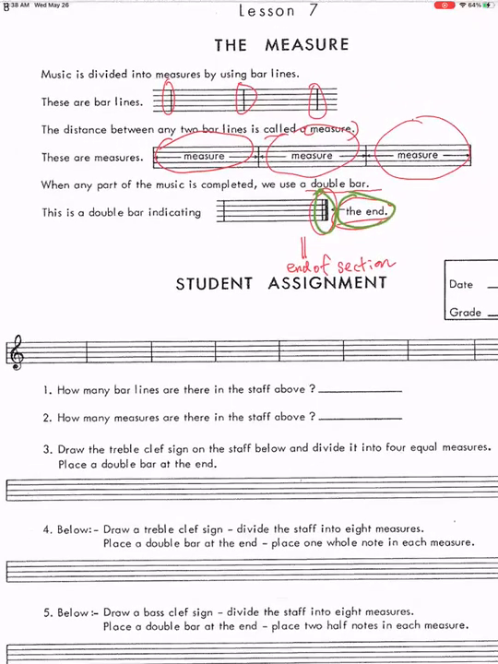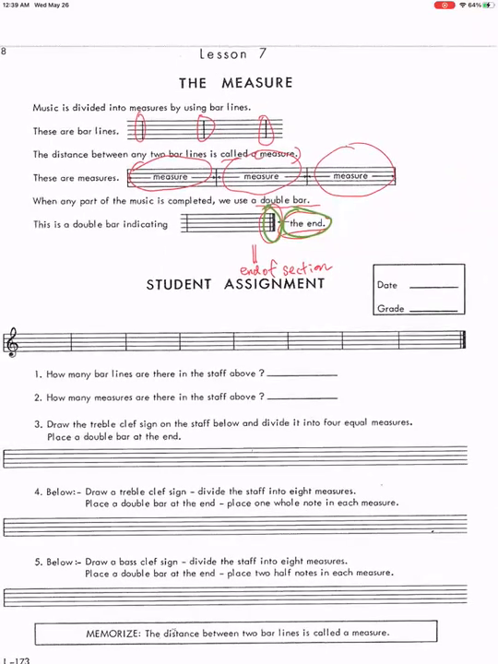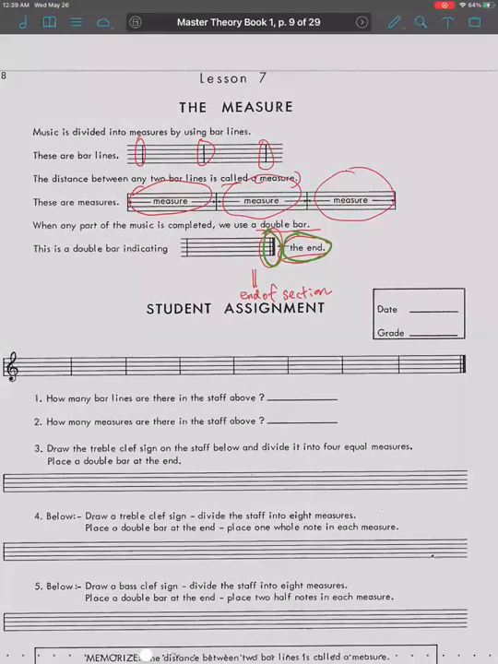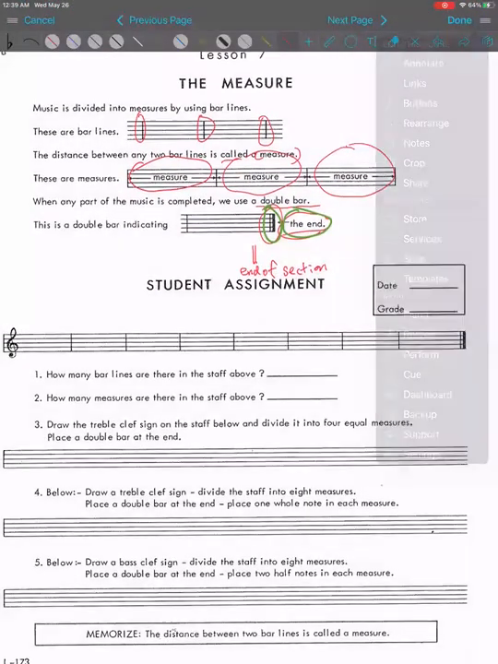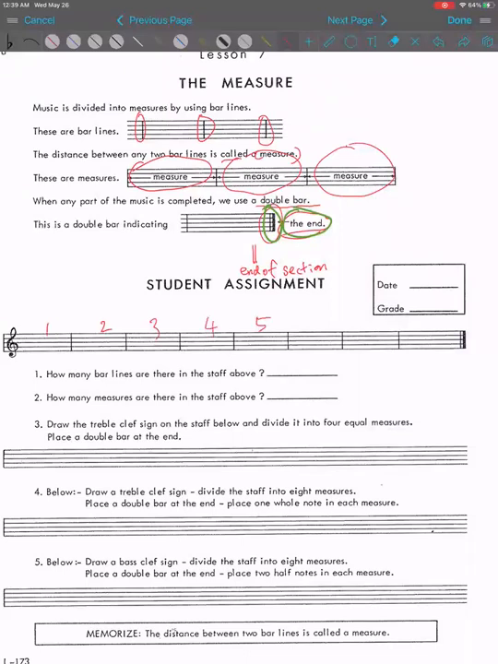So here we go. Let's do some exercise. Number 1, how many bar lines are there in the staff above? Let's count. We have 1, 2, 3, 4, 5, 6, 7, and 8. So that space is the measure, remember? So there are not lines. And the bar lines they're asking is here. 1, 2, 3, 4, 5, 6, 7. So there are 7 bar lines.